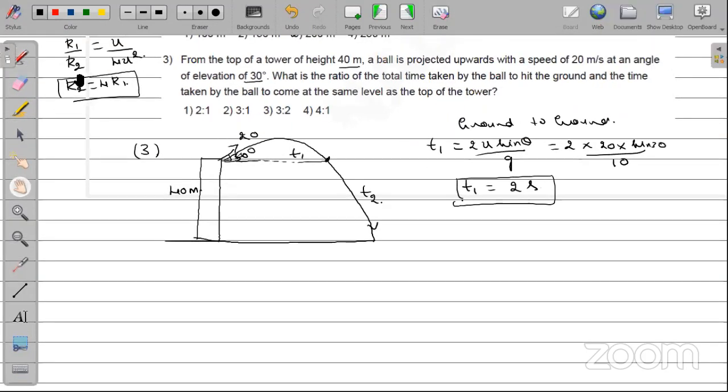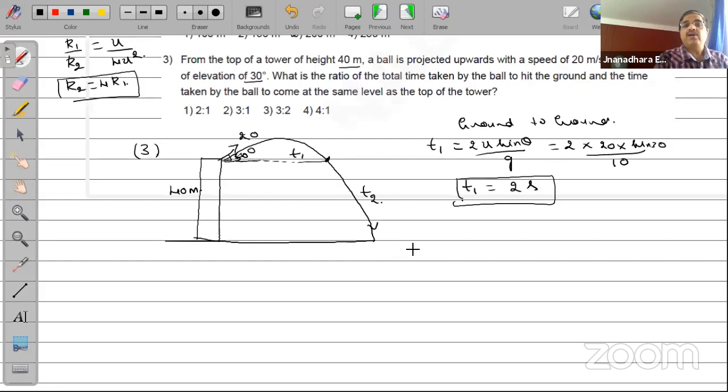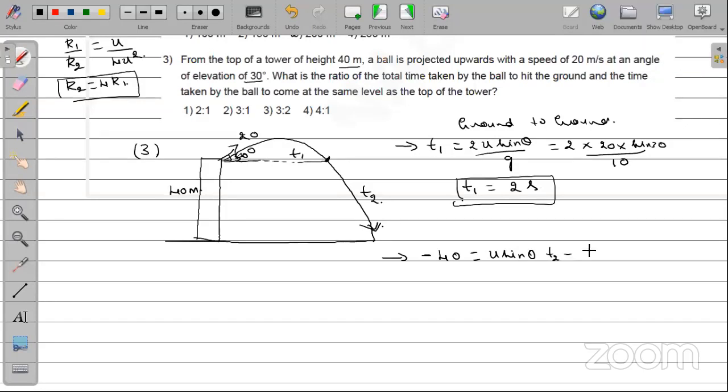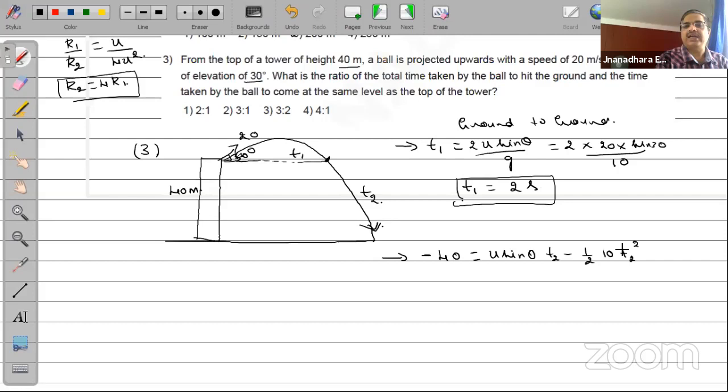I have done one ground-to-ground projectile with a time of flight. Now I have to find out T2. I told you how to find T2 when I was discussing, and that is why I told you it's important that we remember that. So I'll be referring to that directly and writing: minus 40 should be equal to u sine theta into T2 minus half 10 into T2 square. Directly I'm writing it.